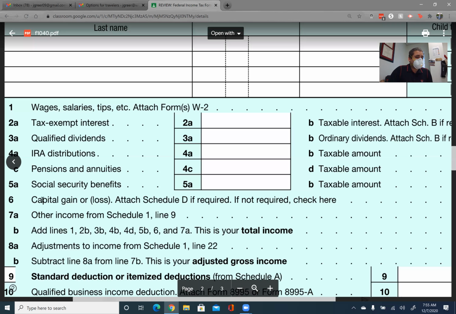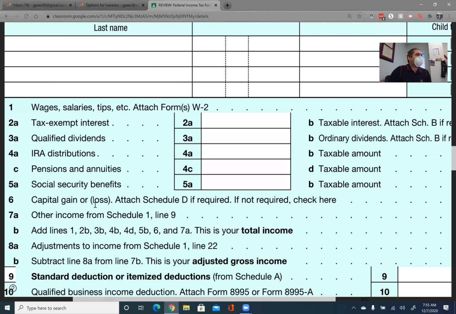Okay. Line 6, capital gain or loss. We're not going to worry about that. If we did, we would have to attach a Schedule D, and we're not going to focus on that. Okay.